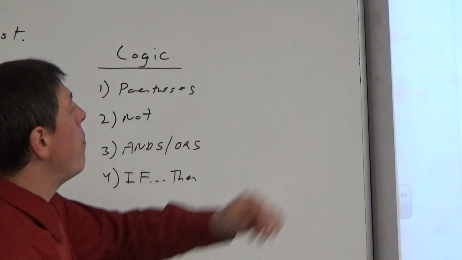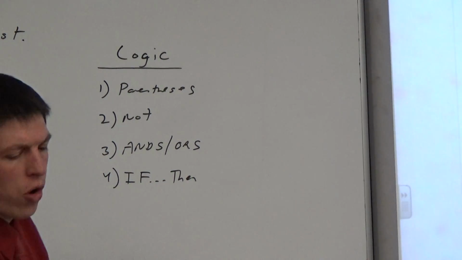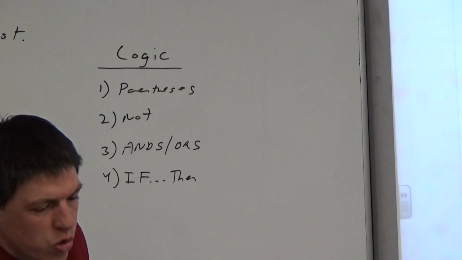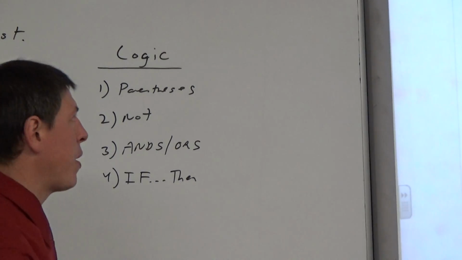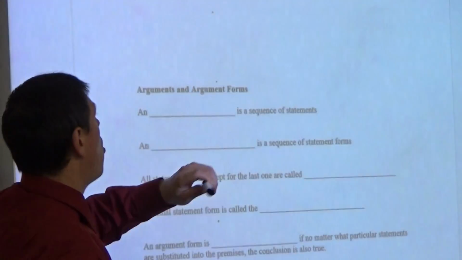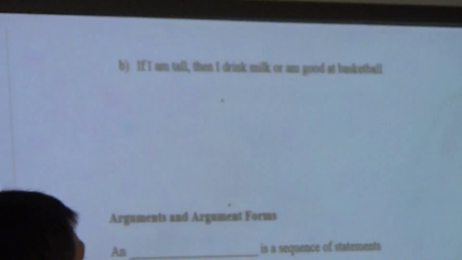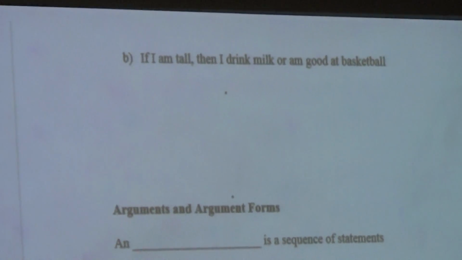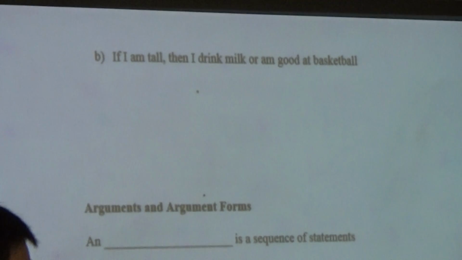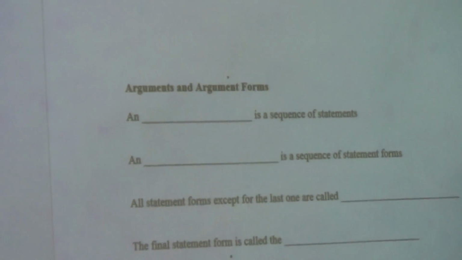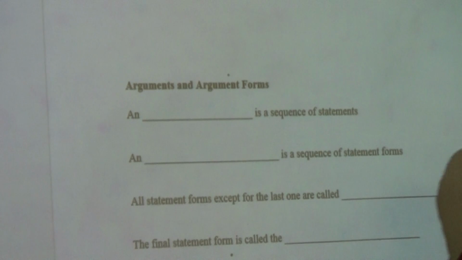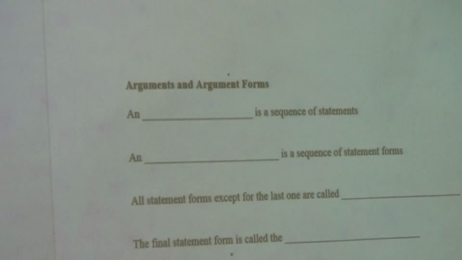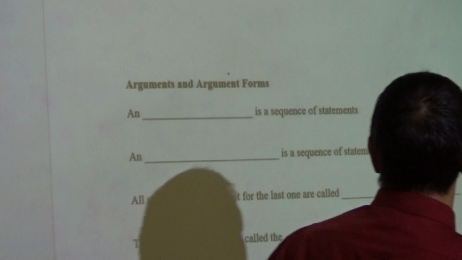This second one is a little bit trickier, and generally students get this wrong because they forget to implement something. It says, if I'm tall, then I drink milk or I'm good at basketball. Most people get the converse of this correct. If I was to ask you for the converse of that statement, somebody tell me what they think it is. If I drink milk or good at basketball, then I'm tall. Perfect.